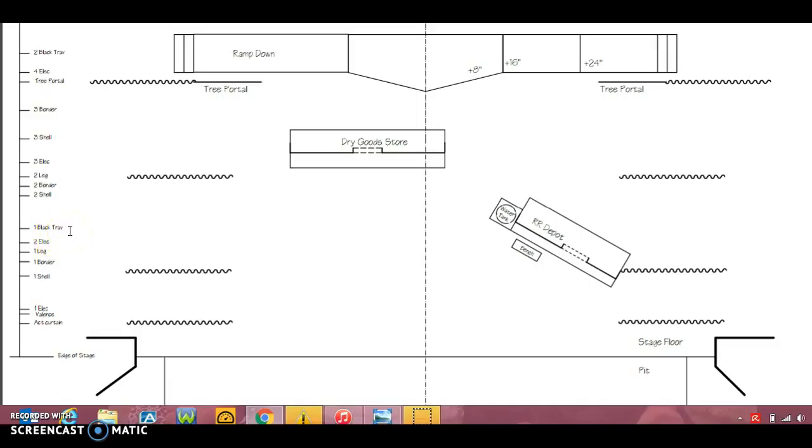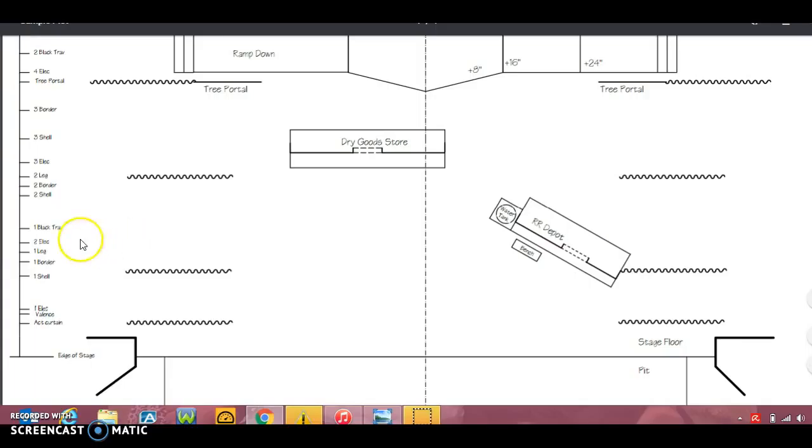The last and final thing we're going to be talking about is the traveler. The black traveler travels across the stage from left to right and is another masking. And in this case, it seems that the designer decided to have the black traveler so that this dry goods store situation can be hidden and then revealed later.